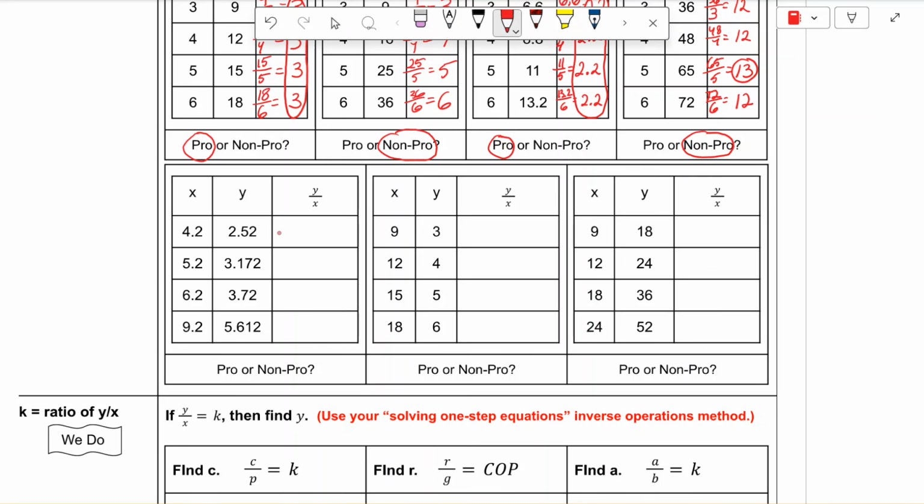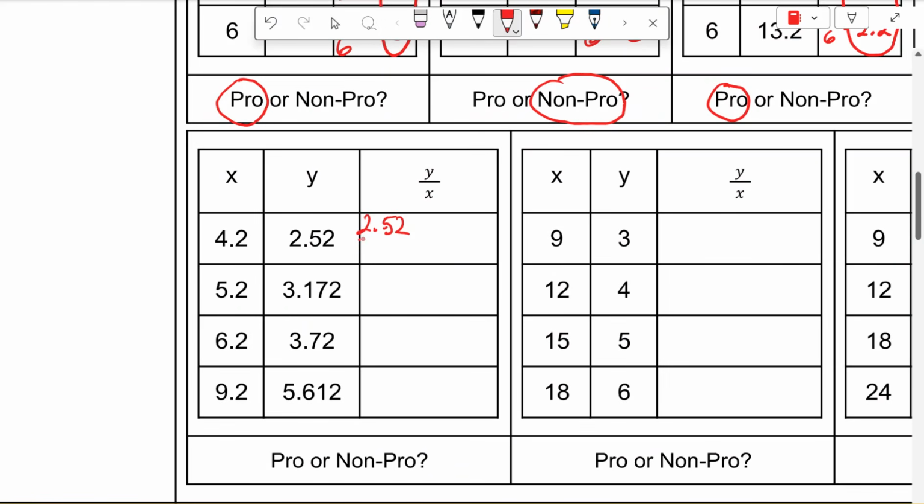And these boxes are getting tighter, so put the y on top, 2.52 divided by 4.2. And your calculator for sure is 0.6. 3.72 divided by 5.2 is 0.61. So that is the indicator right here. Already it's different, so we know it's going to be a non-proportional relationship.